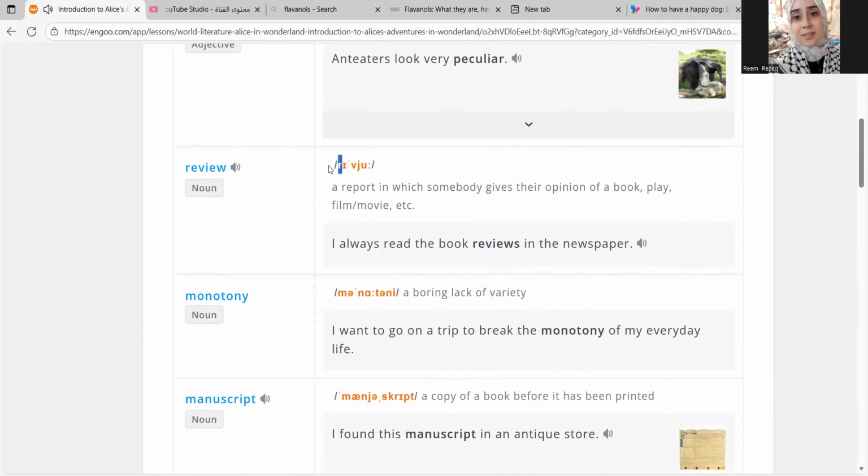Review. When it's difficult for you to pronounce the word, review, review. It's a report in which somebody gives their opinion of a book, play, or film. I always read the book reviews in the newspaper.